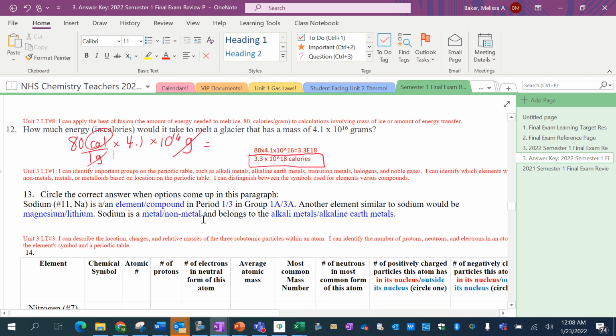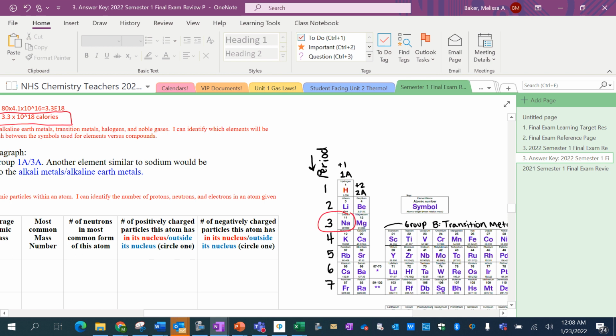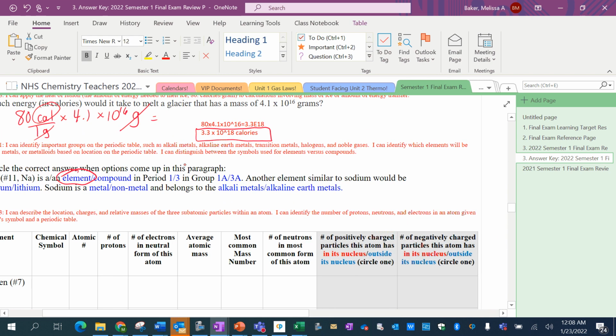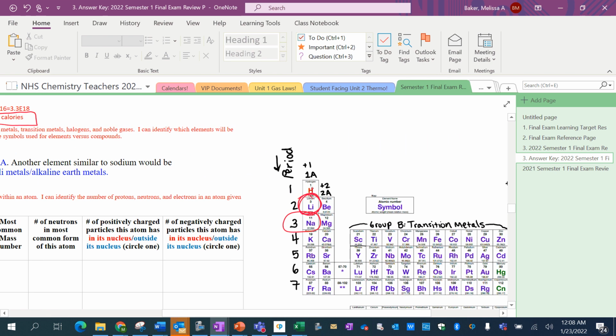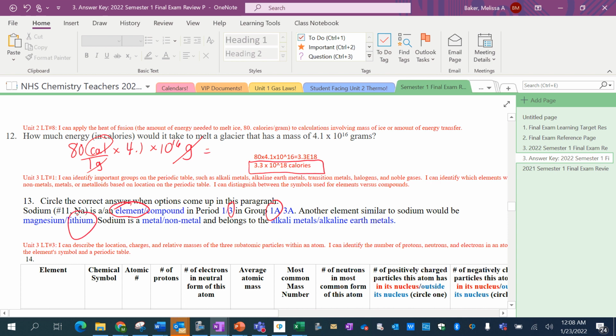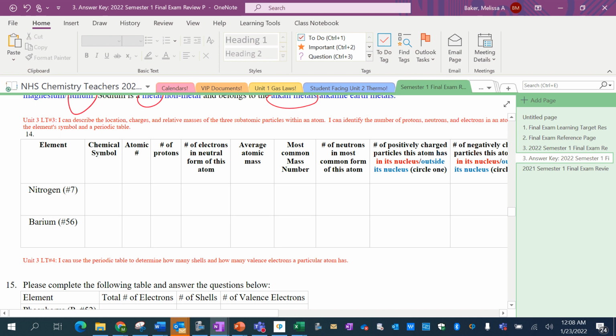All right, some more recent things. Circle the correct answer. Sodium is an element. It's on the periodic table of elements, and it's in period 3. It's in group 1A. And another element similar would be something in its same up and down group. Sodium is to the left of the zigzag, and it belongs to the alkali metals. That's the name of group 1A.